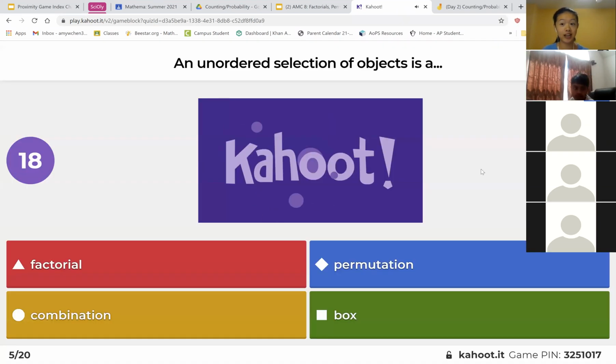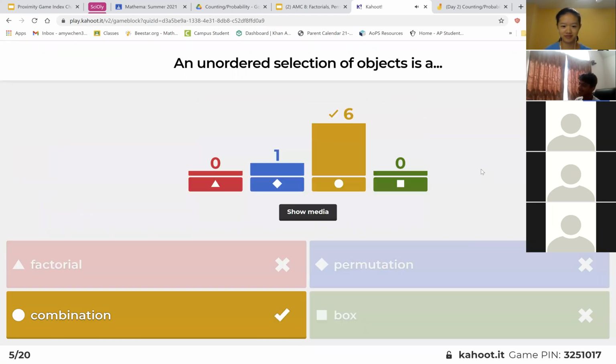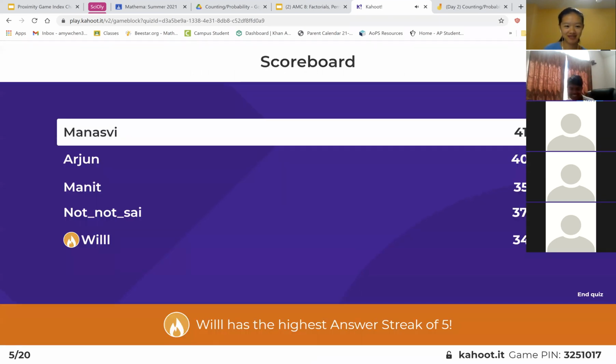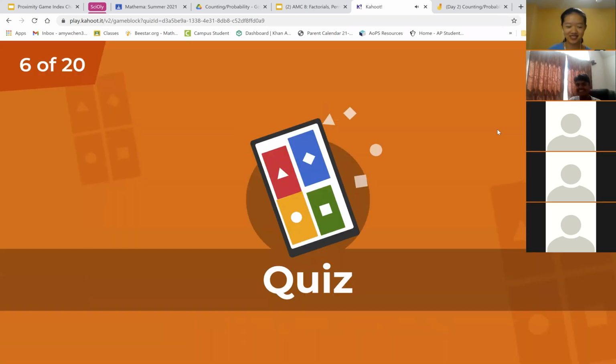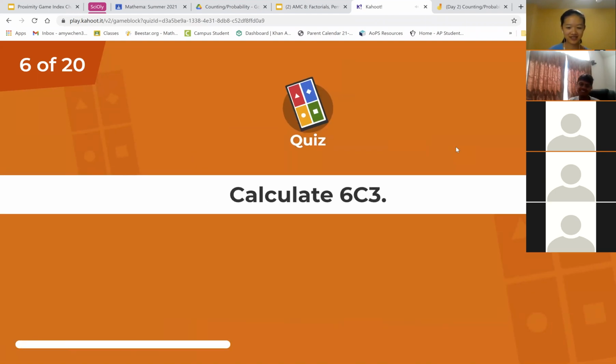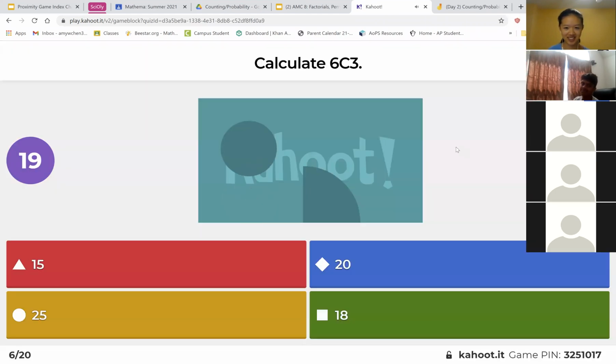Okay, unordered selection. This one's just gonna be whoever gets this the fastest, right? Stupid internet. Everybody should get this. Someone chose a permutation. Oh man, okay. You guys are making Amy so sad. Amy's sad, right? Okay, that time it wasn't me. You guys should be so sad to make Amy sad.